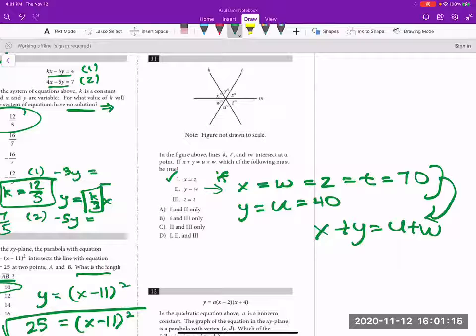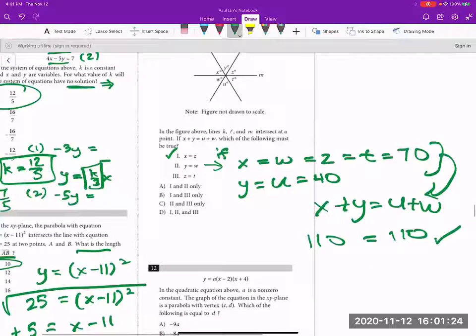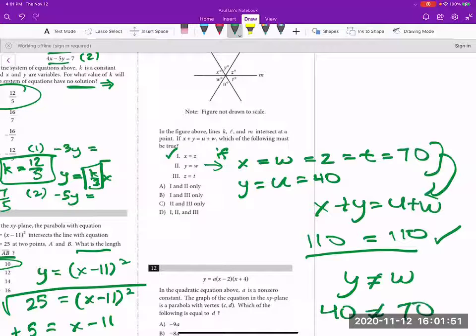x plus y is 110, and then u plus w is also 110, right? So that holds. But then let's figure out if y has to equal w every time. It only works for this case, because y is 40 and w is 70, so they're not equal. So this doesn't hold, but the given condition holds.